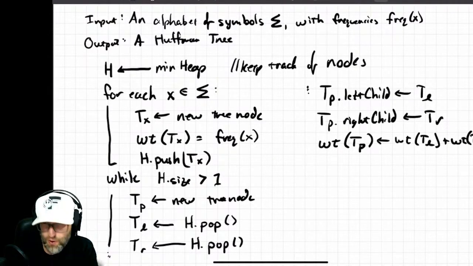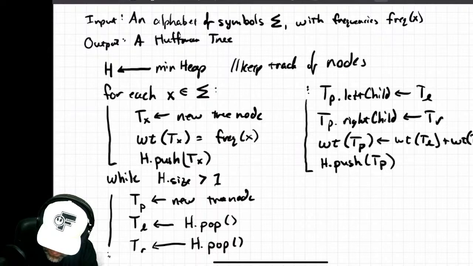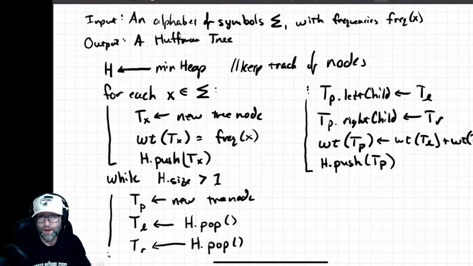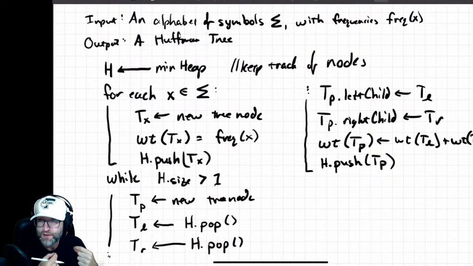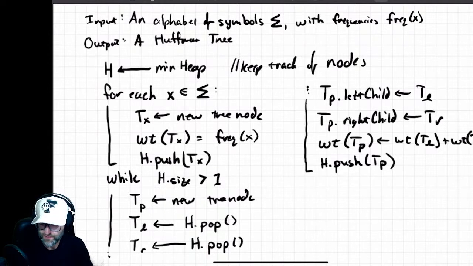And then what I'm going to do is throw it back into the mix. So H dot offer or push T sub P, that new tree. There. I'm taking two things out, combining them, and throwing them back in. The fact that I can take out the two smallest or least weighted trees automatically for free from the heap is the magic of the data structure, smart data structure. The fact that I can throw it back in efficiently is also something to worry about with respect to the heap. I don't have to worry about that, right? I'm just using that data structure to accomplish a goal.